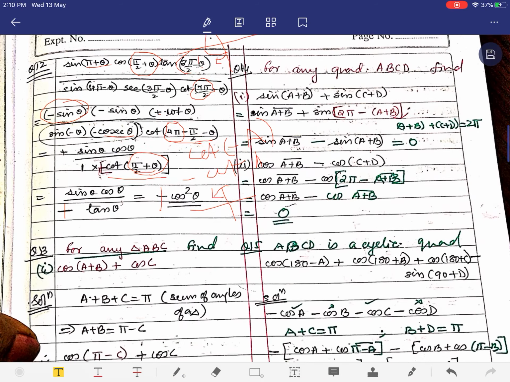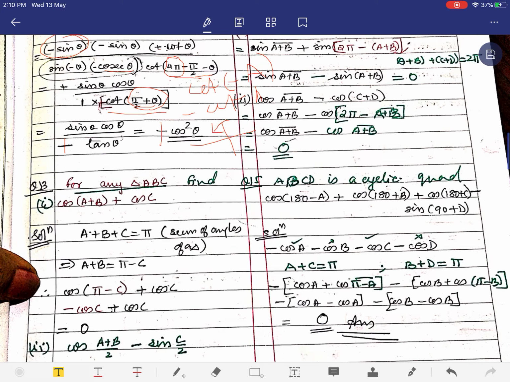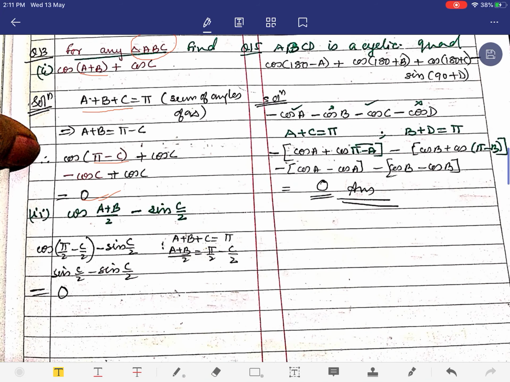Now, we have a few more questions which are based on application of this. Like you read in this question, for any triangle ABC, find the value of cos of A plus B plus cos of C. Now, what is the purpose of having this as any triangle ABC? Because we know that in a triangle, angle A plus angle B plus angle C comes out to be pi. So, we can express this A plus B in terms of C, that is A plus B is pi minus C. So, this is left as cos of pi minus C makes it minus of cos C, and this plus cos C makes it 0. So, we have the answer to this as 0.